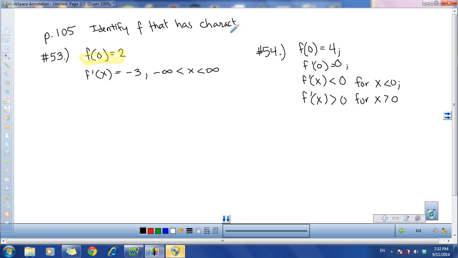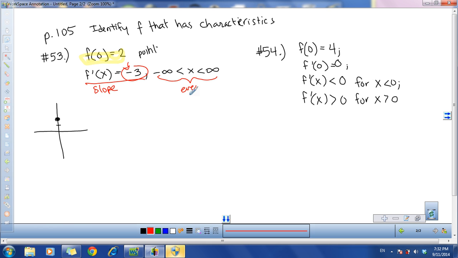So you need to be able to interpret these statements. This is just a point, (0, 2). And remember, your derivative is just your slope. So I have a negative slope. Look at that negative. I have a negative slope everywhere, from negative infinity to positive infinity. So a slope of -3 everywhere.